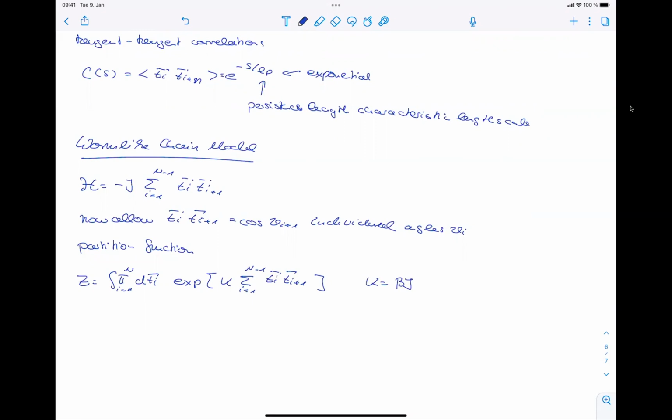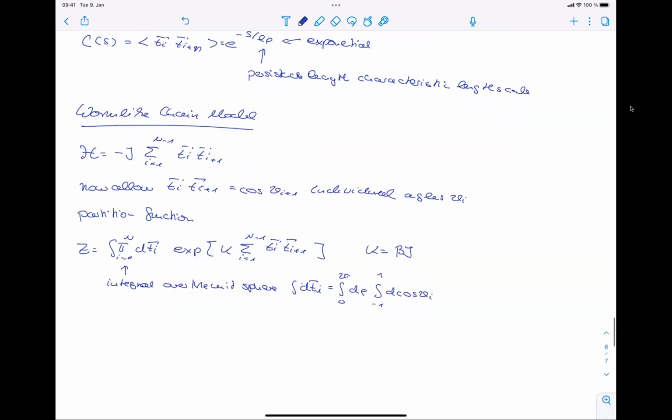But no, this is the Heisenberg model, right? Because the tangents take any orientation on the unit sphere. This is to state that this is the integral over the unit sphere. So dT_i means that I'm integrating phi from 0 to 2 pi, and d cos theta_i from -1 to 1. And so obviously I can perform this integral over d phi.